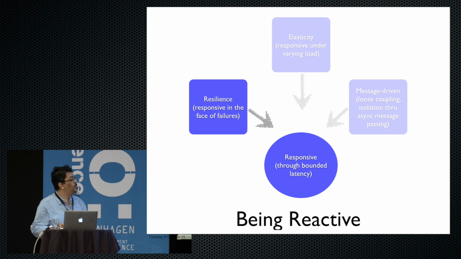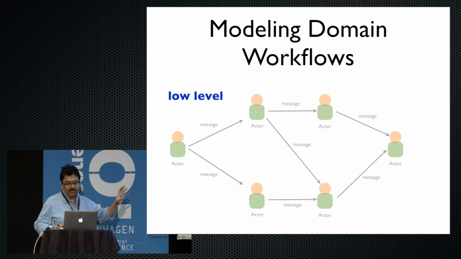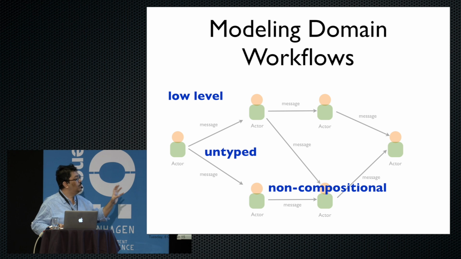One other thing which I find quite common today is designing workflows, designing domain workflows using actors and messages. It works. There are lots of implementations that work this way, particularly if you use the higher level abstractions of Akka FSM, finite state machine, which it offers. But still, it's low level, untyped, non-compositional because actors don't compose, un-algebraic.